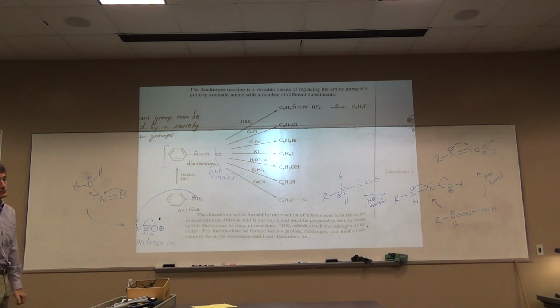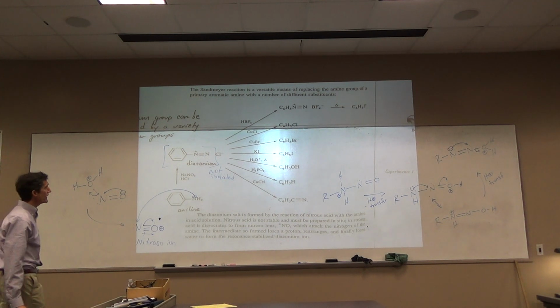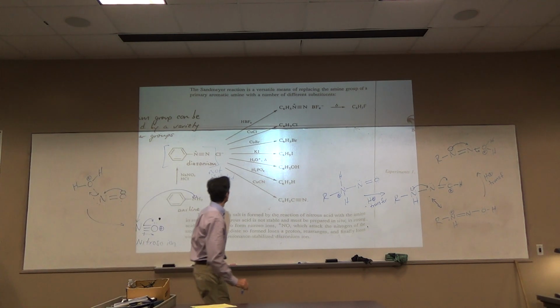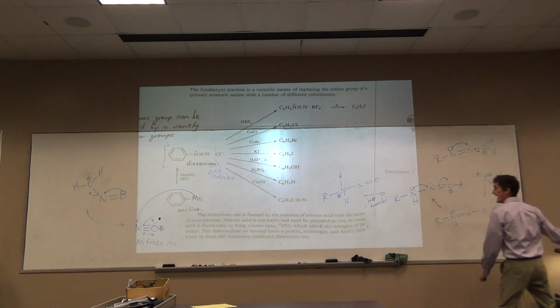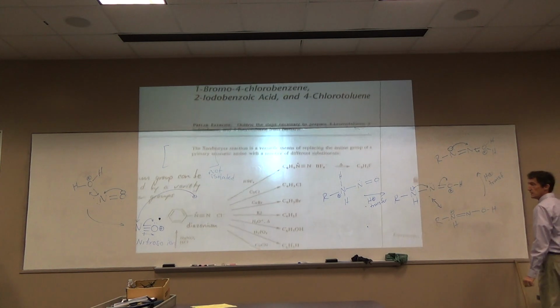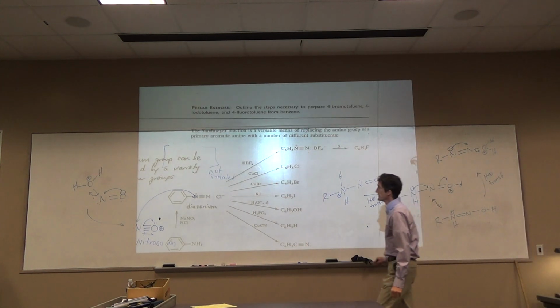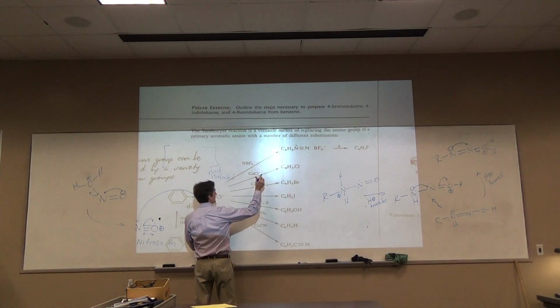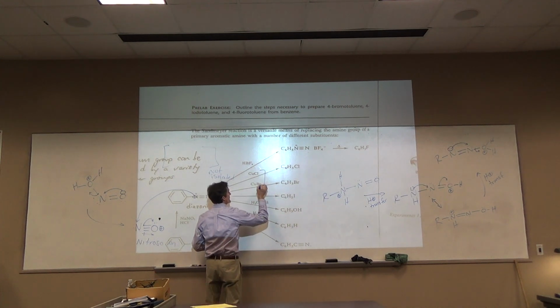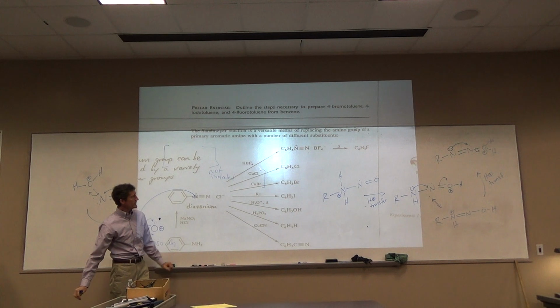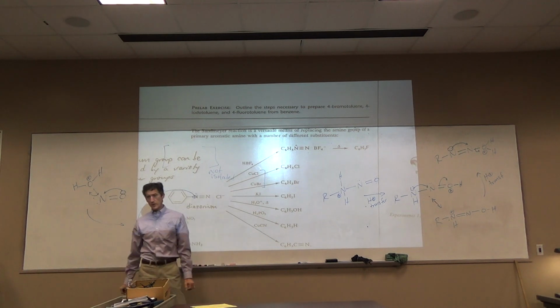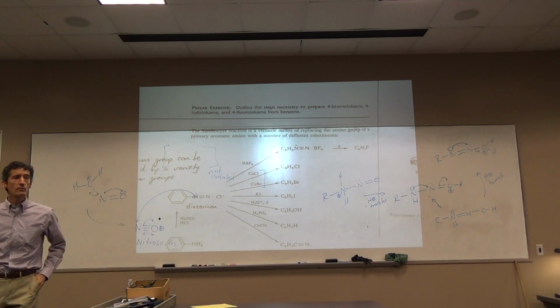The mechanisms are probably radical. We're not looking at this. Okay, what can you do? You can replace the diazonium with halogens. Let's first start here. Chlorine and bromine, you have copper 1 chloride or copper 1 bromide.